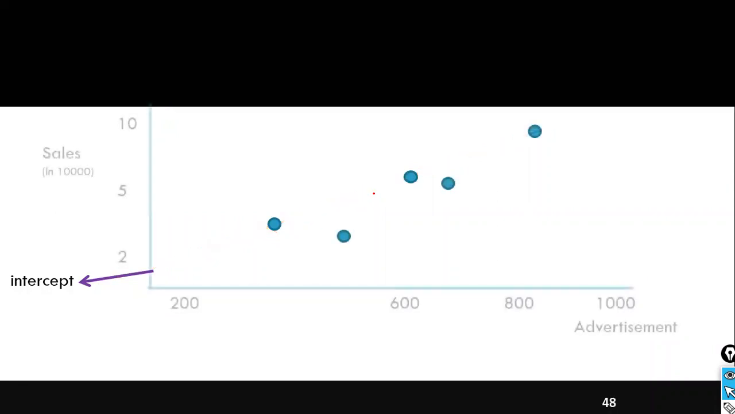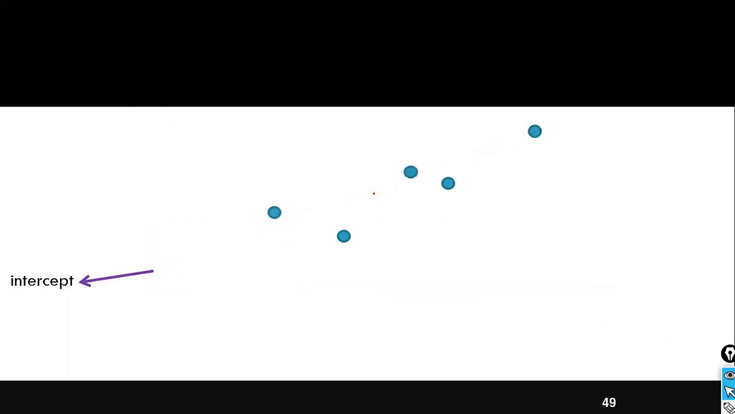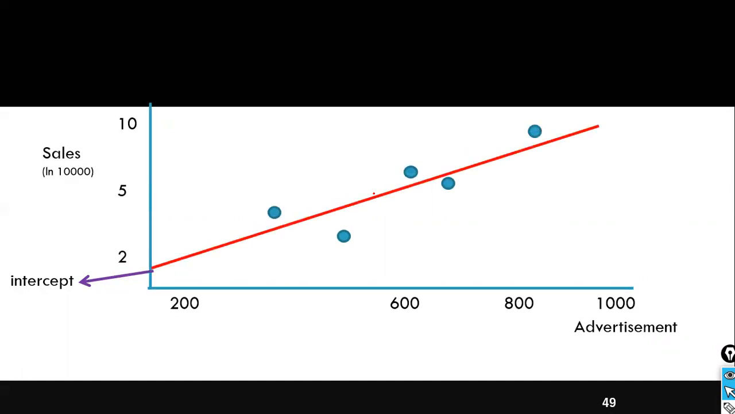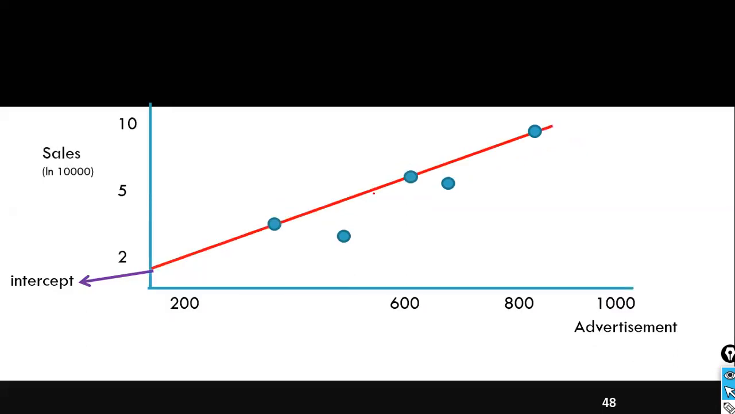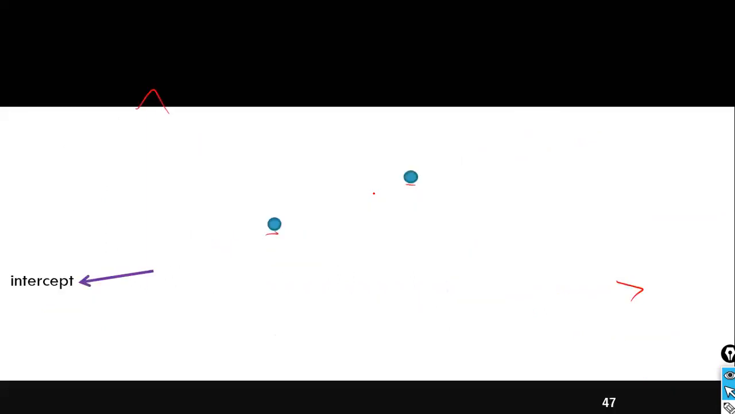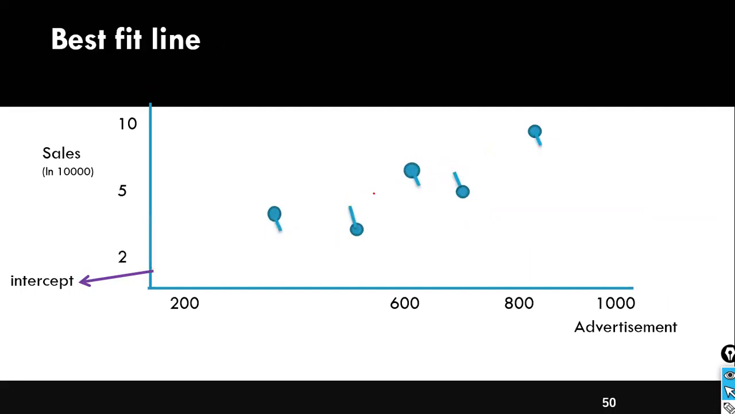If I have more than two values like this, how can I draw a line? Can I draw a line here or can I draw a line here? Can I draw a line which touches the top three values, or can I draw a line somewhere in between all these values? Right. So which one is the best fit line? This is the best fit line.